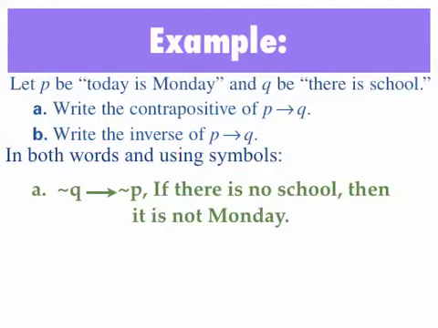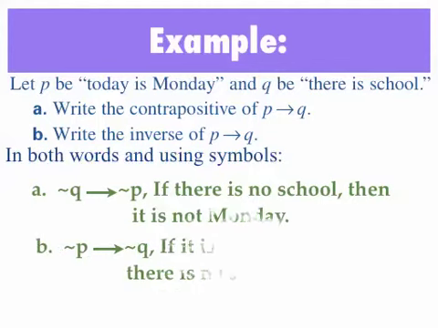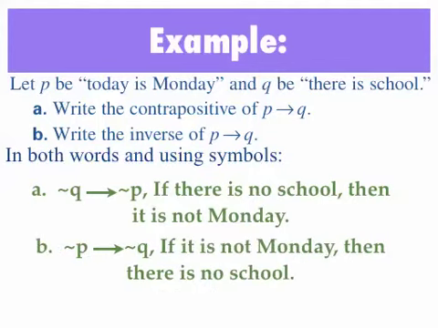For part B, writing the inverse is when we leave the hypothesis and conclusion in the same order, but we're negating both of them. So B would be squiggle P implies that squiggle Q. And in words, it would say: if it is not Monday, then there is no school.